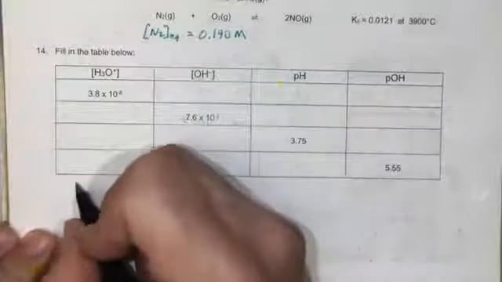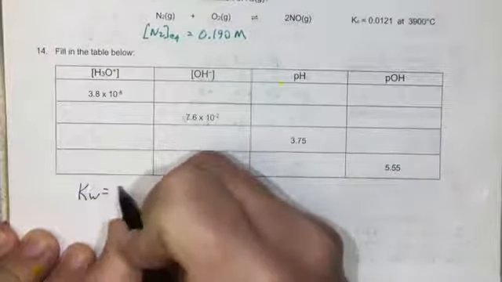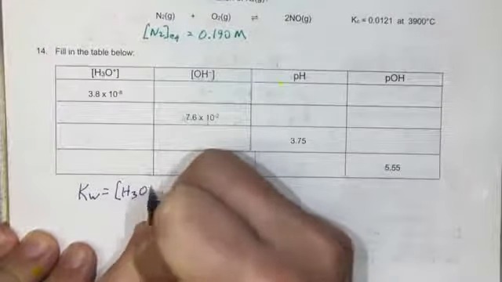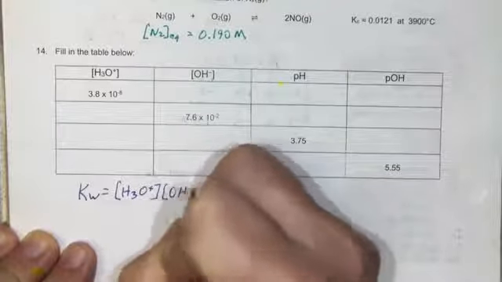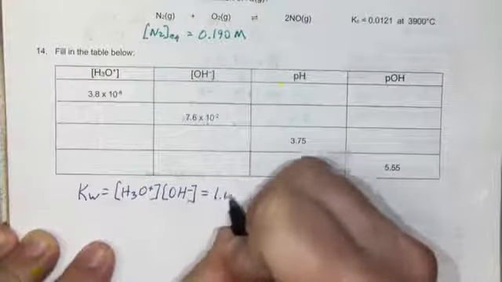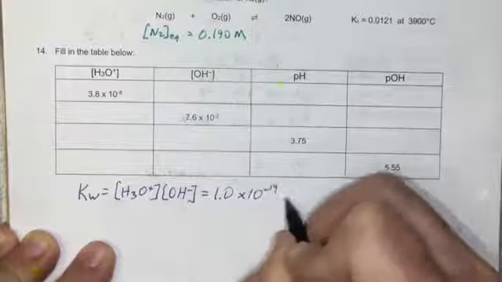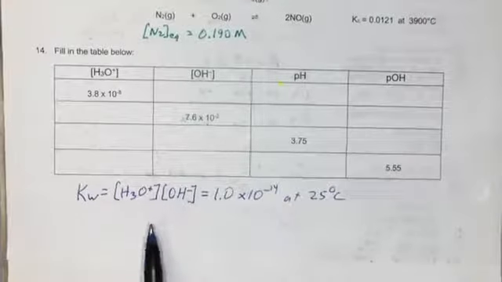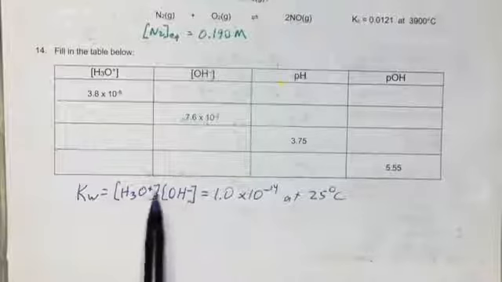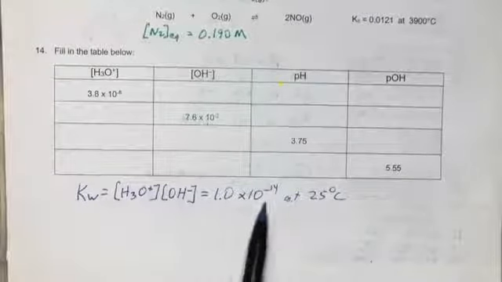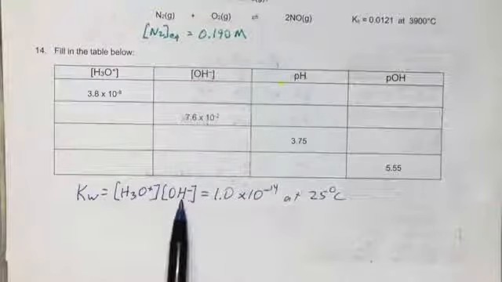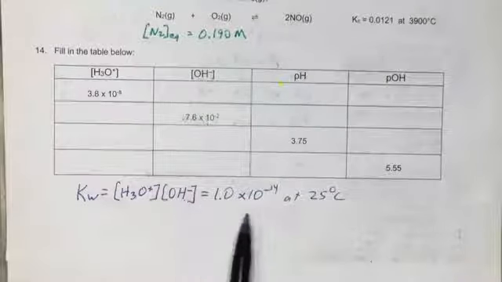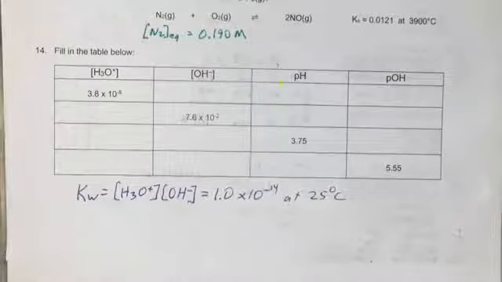You need to know that Kw is equal to the concentration of hydronium times the concentration of hydroxide, and that is equal to 1.0 times 10 to the negative 14 at 25 degrees C. This is the most important equilibrium constant that you will have. Now notice what this says. If I know the concentration of hydronium, I can calculate the concentration of hydroxide. If I know the concentration of hydroxide, I just divide 1 times 10 to the negative 14 by the concentration of hydroxide, and that gives me hydronium. Okay, so that's the first relationship that we need.